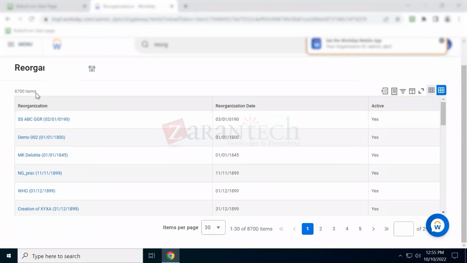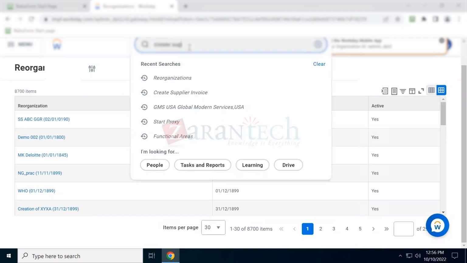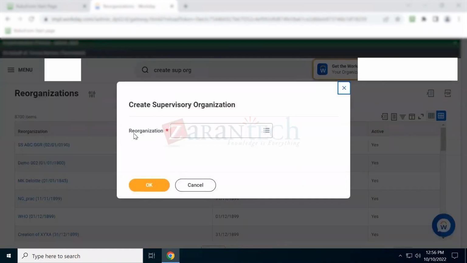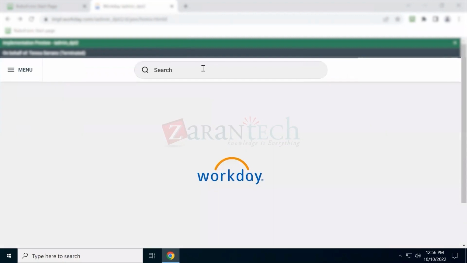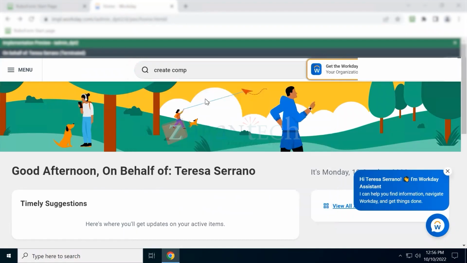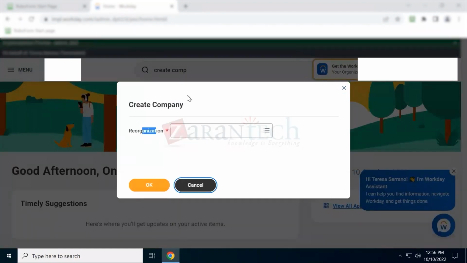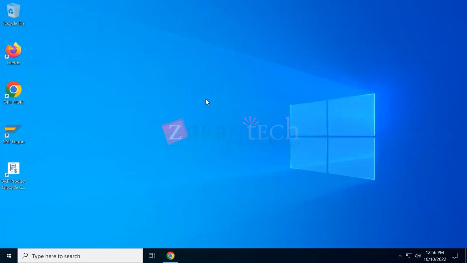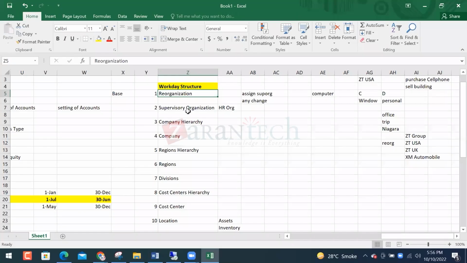But when you have a dedicated one, definitely you know that there might be 1 or 2 reorganizations, not more than that. Now, if I want to define any supervisory organization, then whenever I create it, first it asks me for the reorganization. If I want to define any company, it asks me for the reorganization. If I define any cost center, whenever you define any of these, it asks what is your dedicated folder that you have created for your company.